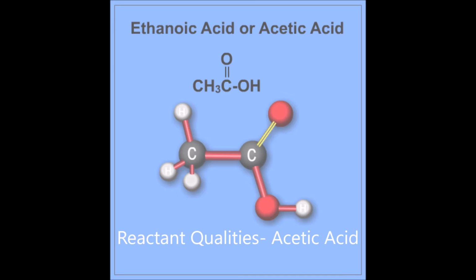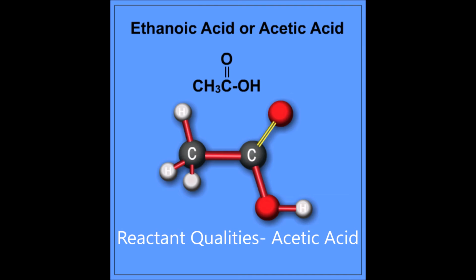Let's talk about the reactant and product qualities of my chemical reaction. Acetic acid is an organic acid with the formula CH3COOH. Its functional group is the carboxylic acid group. It is a monocarboxylic acid because it contains only one COOH group. It has a sour taste and pungent smell. It is a main component of vinegar.